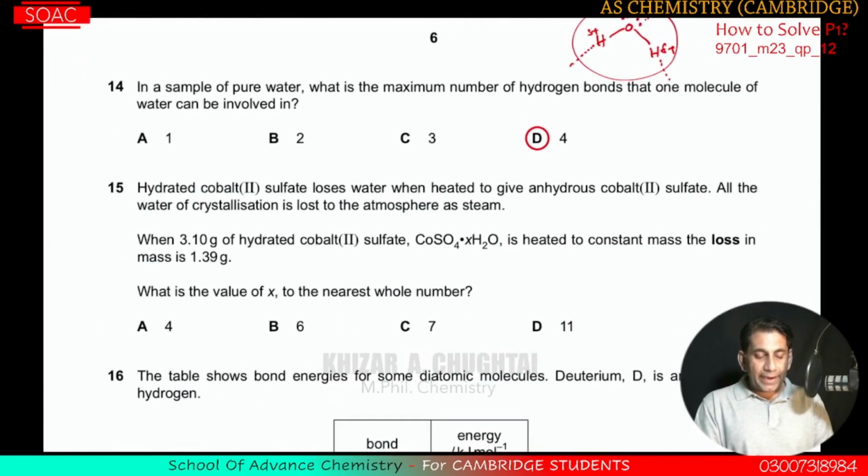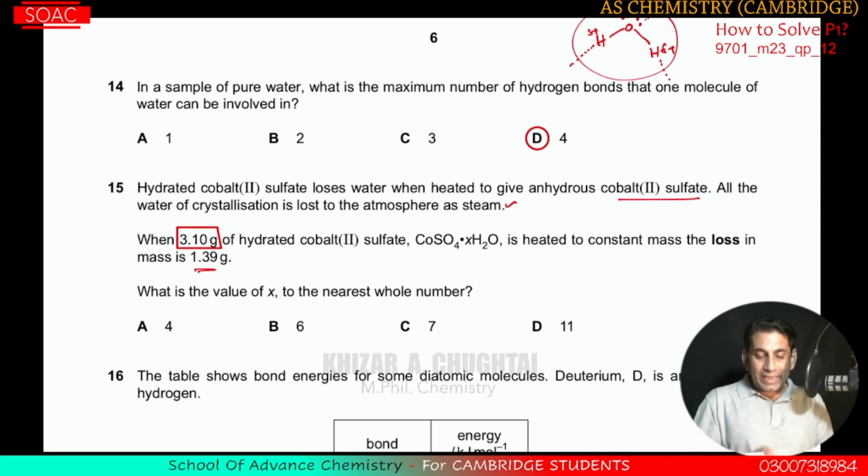Question number 15. Hydrated cobalt(II) sulfate loses water when heated to give anhydrous cobalt(II) sulfate. All water of crystallization is lost to the atmosphere as steam when 3.10 gram of hydrated cobalt sulfate, CoSO4.xH2O, is heated to constant mass. The loss in mass is 1.39. This loss in mass is the mass of water, right? So the next one, what is the value of x to the nearest whole number?